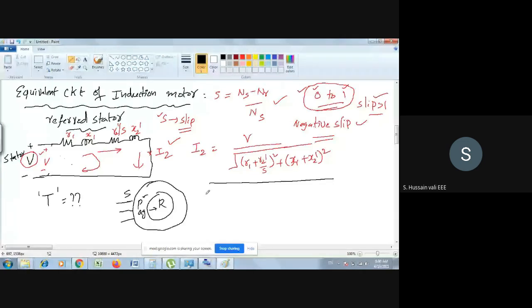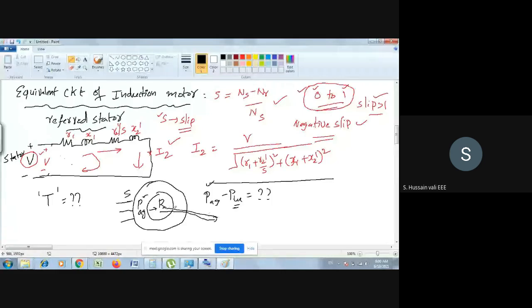So I will write here PAG minus PCU. PAG is the power in the air gap, whereas PCU is the copper loss in the rotor. Whatever power you get when you subtract this is used to drive the load. Where is the load here? This is the load.